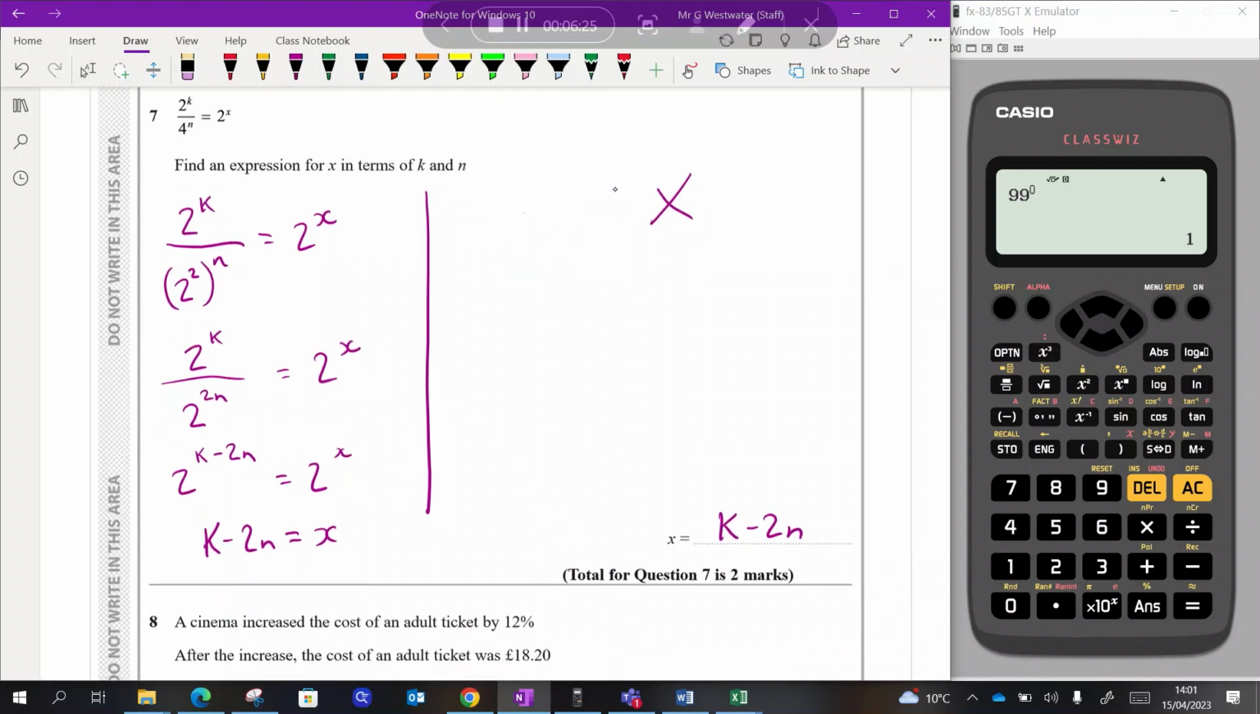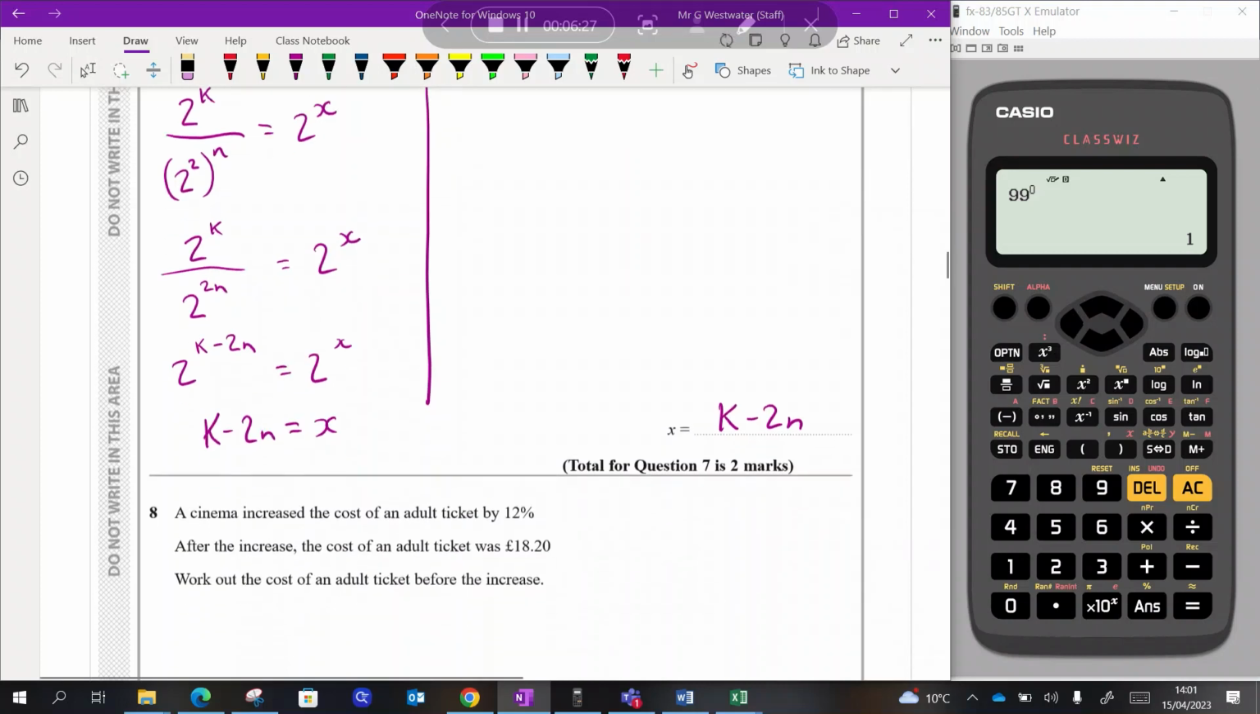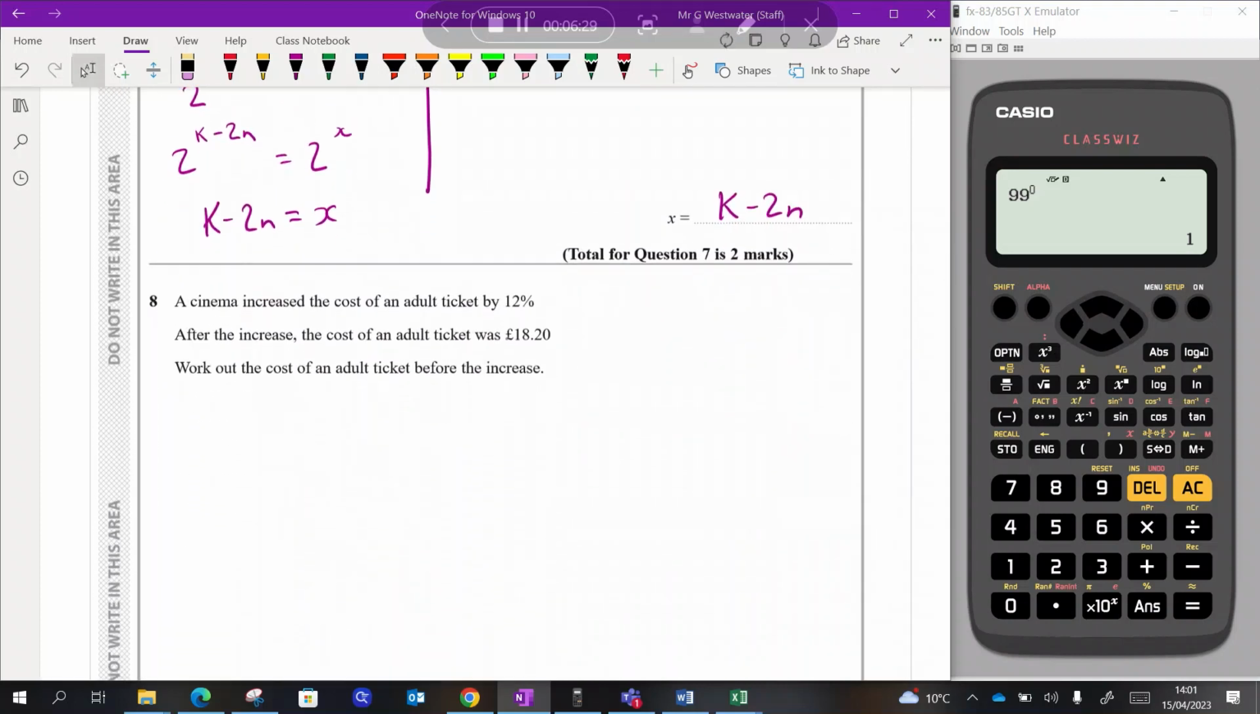And let's just get rid of this for good measure. Okay. Question 8. A cinema increased the cost of an adult ticket by 12%. Before I read anything else, I'm going to make sure that I write out my percentage multiplier. So an increase of 12% is 1.12. After the increase, the cost of an adult ticket was £18.20. Work out the cost of an adult ticket before the increase.